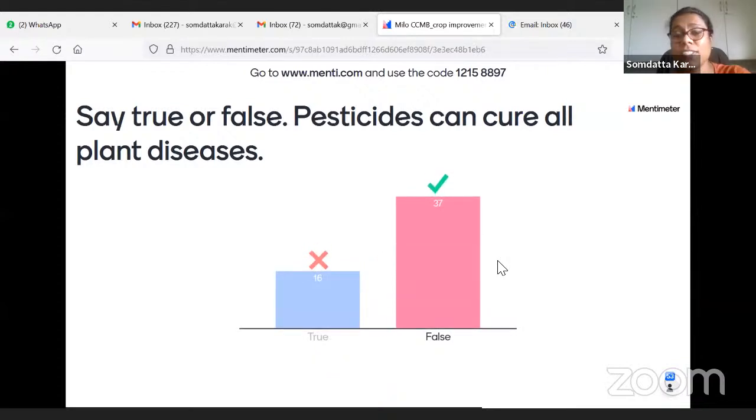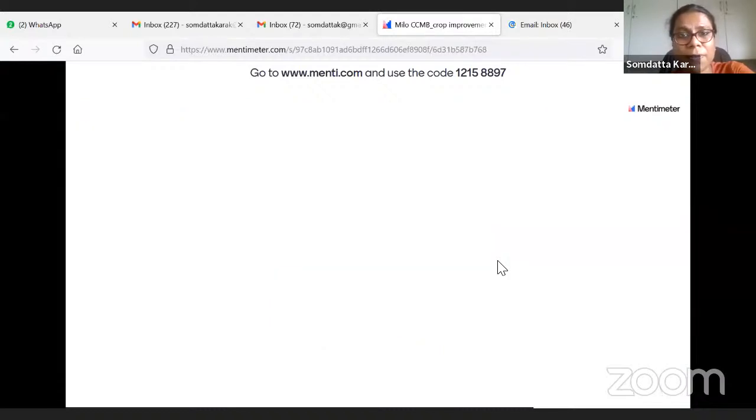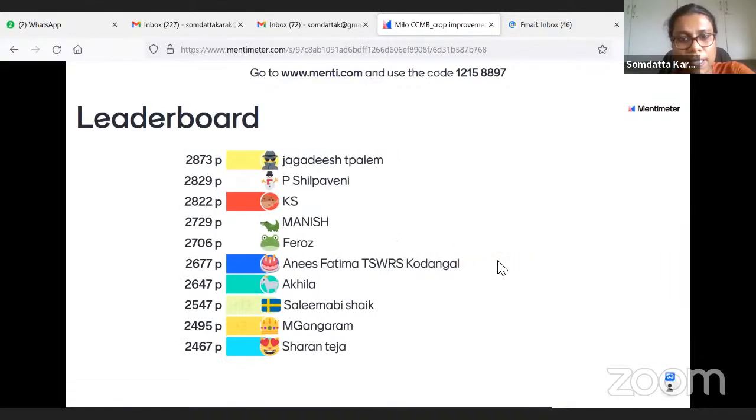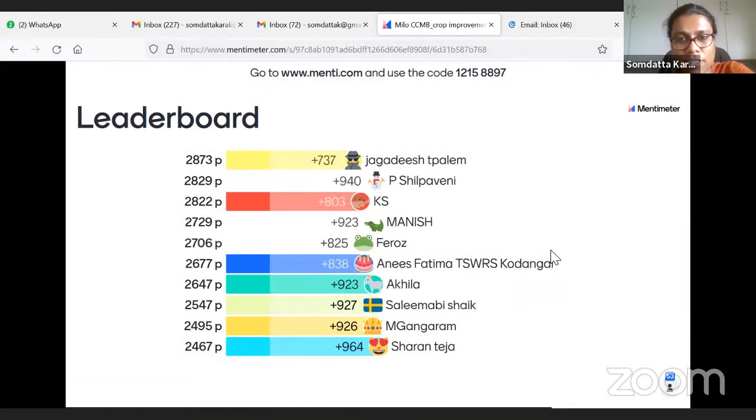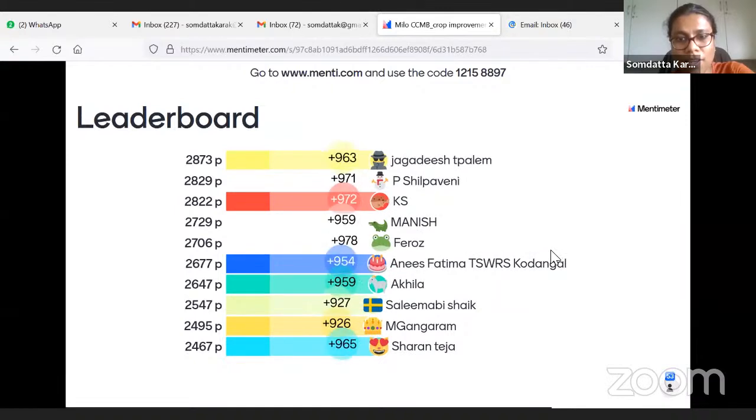It is false. Just like the bacterial blight infection that Dr. Patel talked about today, that cannot be cured by pesticides. And that's why we need to look for other methods to make better crop varieties. So not every time pesticides are useful. Let's see who's leading. Looks like Jagdish has got to position 1.